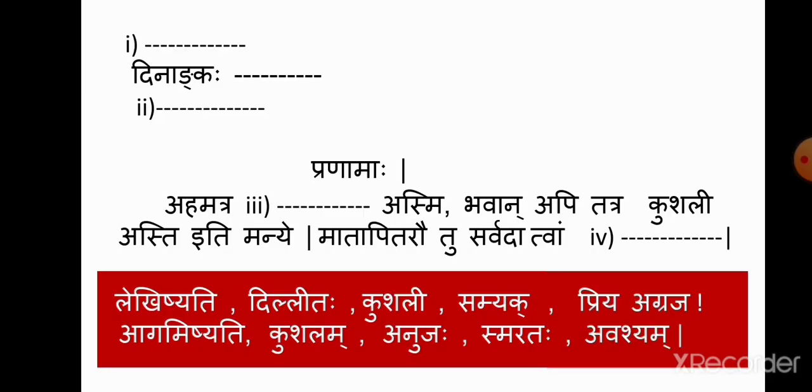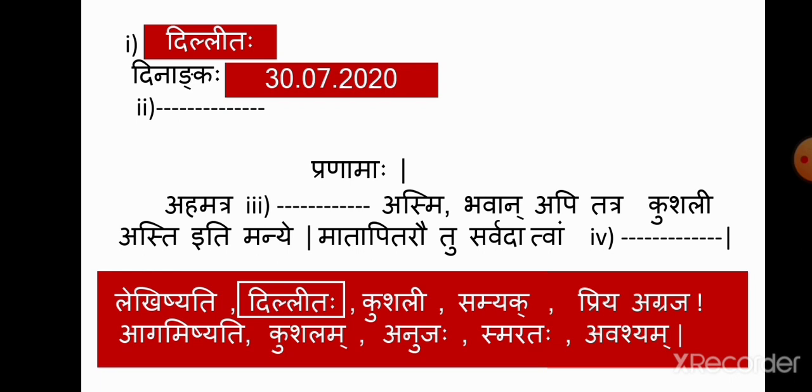Here is the letter. First, we have to mention the name of the place and the date. Which word indicates the name of the place in Manjusha? It is Dillitaha. So the answer to the first blank is Dillitaha. Then we have to mention the date. As I have told you earlier, you can write the date in simple format such as 30th of July 2020.